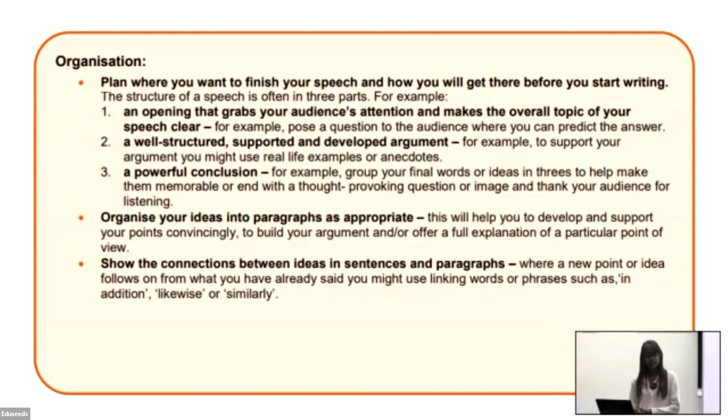And then your conclusion, it has to be a very powerful conclusion. For example, group your final words or ideas in 3 to help make them memorable and end with a thought-provoking question or image. And then please remember to thank your audience for listening. You can use the phrase, thank you for being very patient and for listening to my speech. That's how you should end your speech. Don't forget to thank your audience.